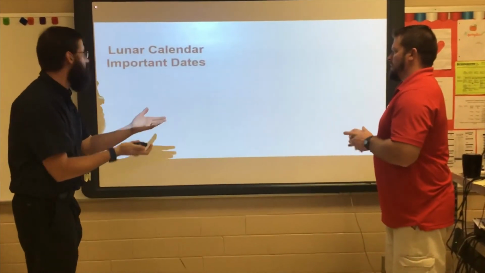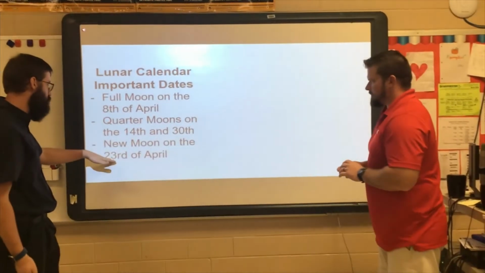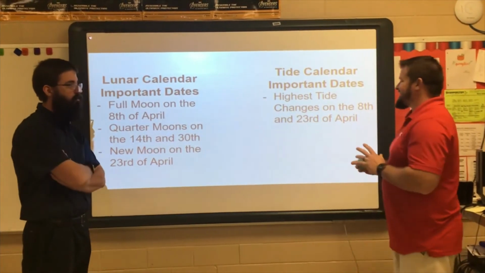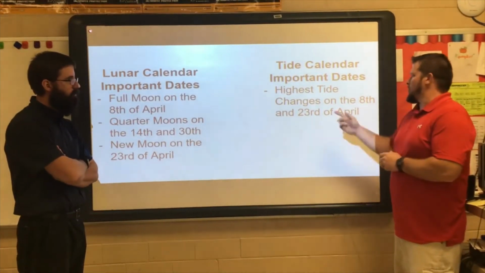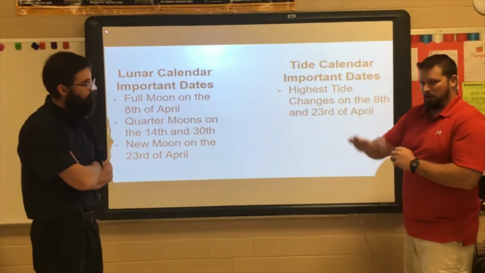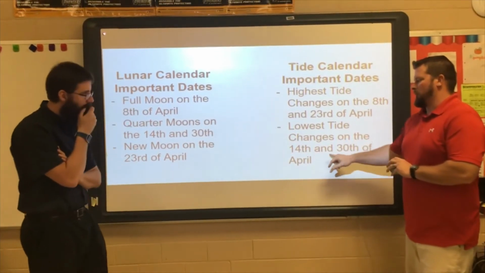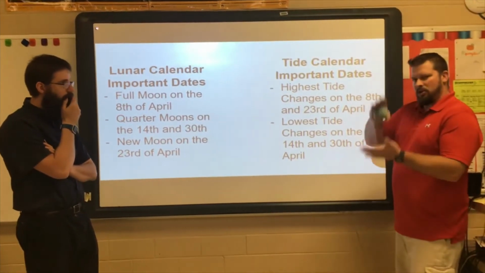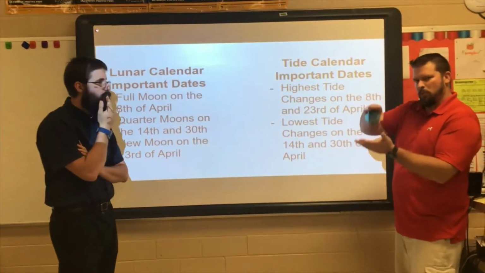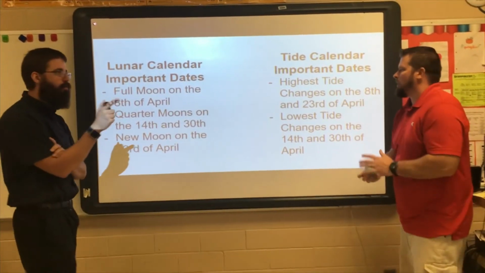If we bring our information together, we have our lunar calendar: the full moon on the 8th, the quarter moons on the 14th and 30th, and the new moon on the 23rd. And what do we notice about our tide calendar? We noticed that the highest tide changes in the whole calendar were happening on the 8th and the 23rd. By that we mean how high it goes to how low it's going to go. The lowest tide changes happen on the 14th and the 30th, which means they still change, but not as drastically. Their amplitude is smaller. They don't go way up and down, but they do go up and down, just very minimally. But our dates match up.